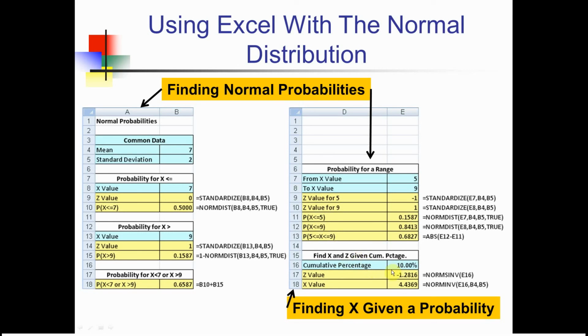And then you can do the reverse. Say you want to know what value of x gives you 10%, or a probability of 0.1. You can look at norm inverse. If you have a standard normal, you use norm s inverse. If you have a non-standard normal, meaning you have some mean and standard deviation, like here, B4 and B5, 7 and 2, you use norm inverse. Norm s inverse means the standard normal. Norm inverse without the s means you give it a mean and a standard deviation. With the s, it just assumes the mean is 0 and the standard deviation is 1. It's the same as norm inverse with a 0 and a 1 there.